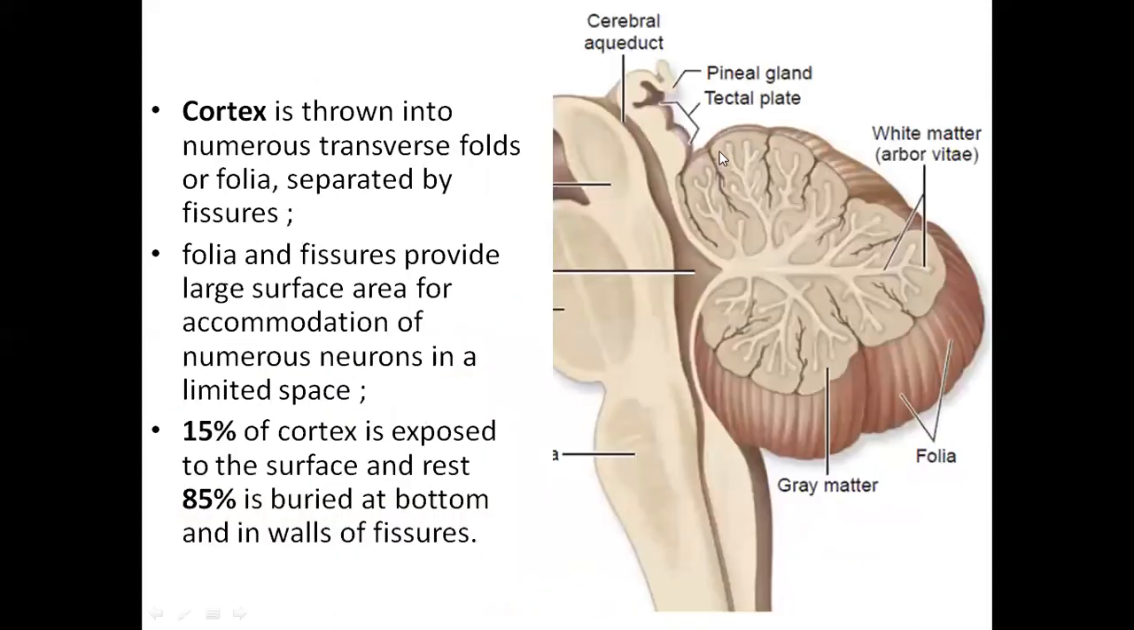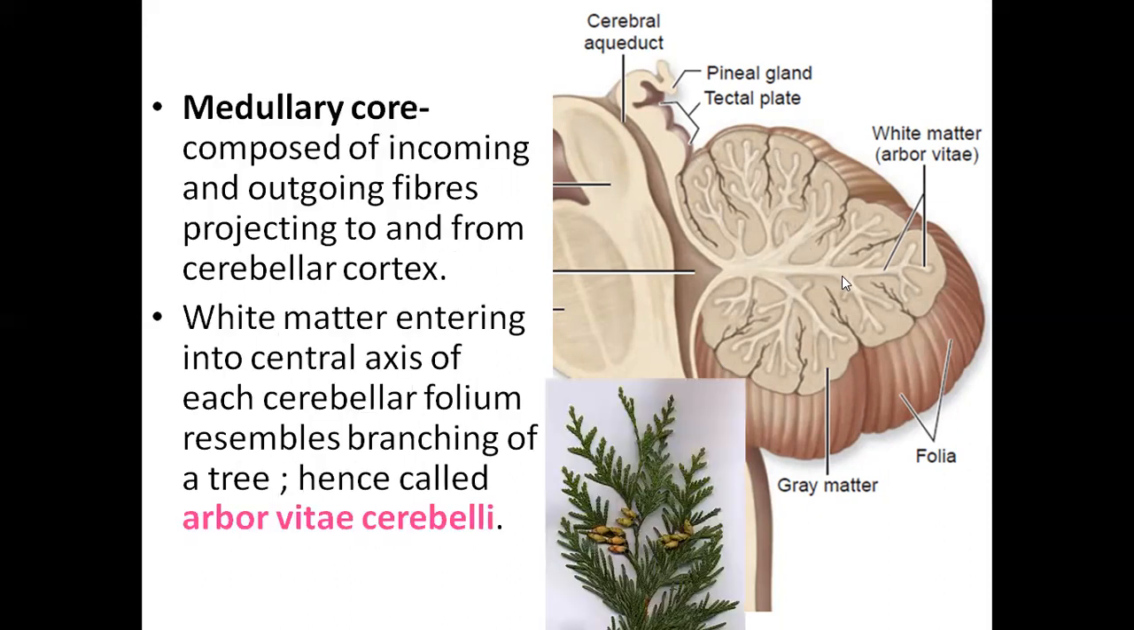When you see the cortex, which is the outer area, it is thrown into numerous transverse folds called folia, separated by fissures. So these are the fissures. Folia and fissures provide a large surface area for the accommodation of numerous neurons in limited space. Though it is a small brain, because of so many folds, the number of neurons in limited space increases. 15% of the cortex is exposed to the surface and the remaining 85% is buried at the bottom and in the walls of the fissures.